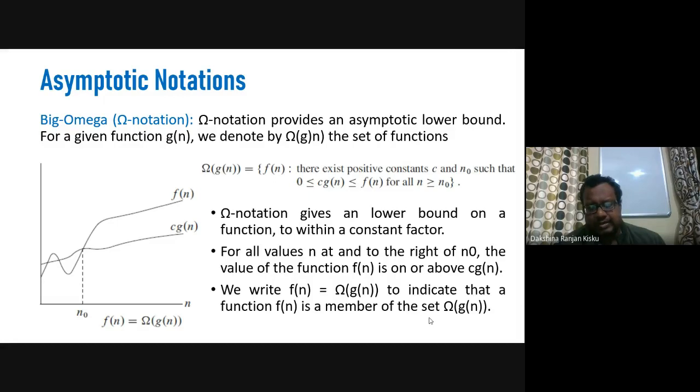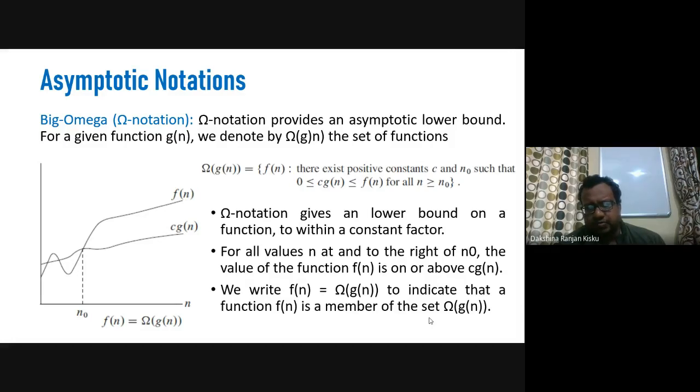Okay, and similarly, we can consider two functions f(n) and g(n), where f(n) is given by 3n plus 2, and g(n) is given by n. Now to prove that f(n) equals big omega of g(n), that is, g(n) less than or equal to f(n), we have to determine the value of the positive constants c and n0. So we have to determine c and n0.